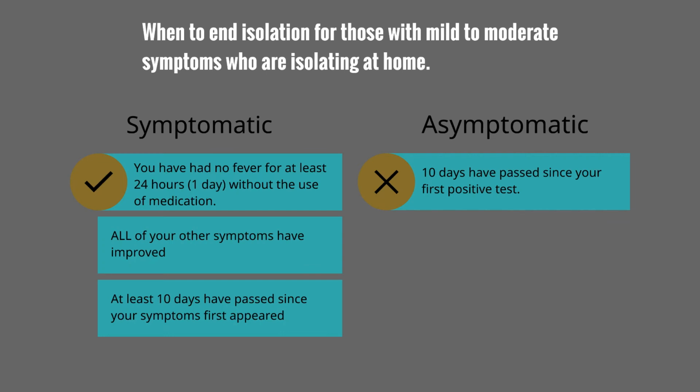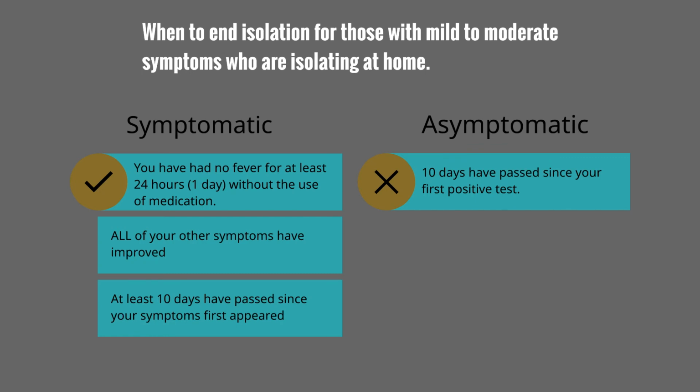So if they were symptomatic and you call and follow up with the patient, here are the 3 criteria. You have had no fever for at least 24 hours without the use of medication. And remember that fever is defined as 100.4 degrees or higher. All of your other symptoms have improved, all of them. And at least 10 days have passed since your symptoms first appeared.